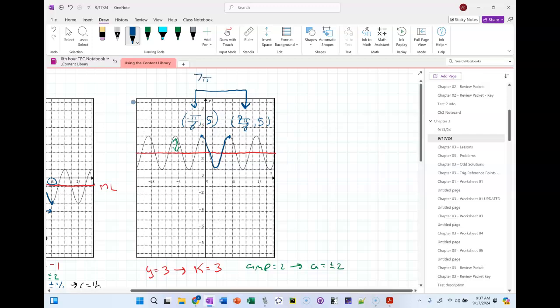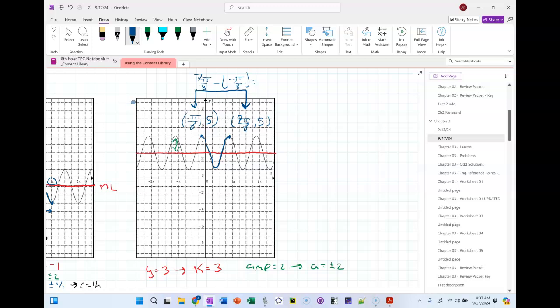So you take the right end and subtract the left end. So 7/8 minus a negative 1/8 is 8/8, right? Or just 1. So 1 pi.